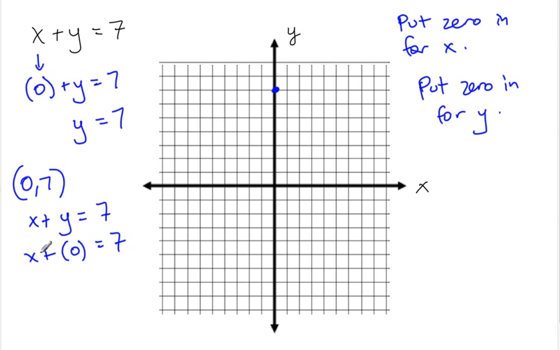And what do we know? We know x plus 0 is just x, because I haven't added anything to it. x equals 7. So I have the point 7, 0. So I'm going to go over 7: 1, 2, 3, 4, 5, 6, 7. Do I go up or down? Not at all, because it's 0. So I'm going to put a point there.